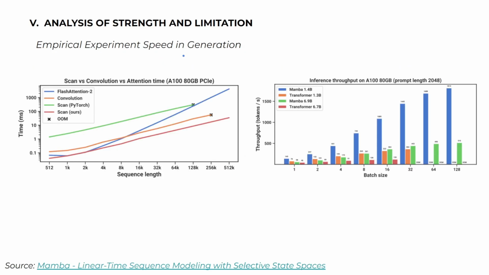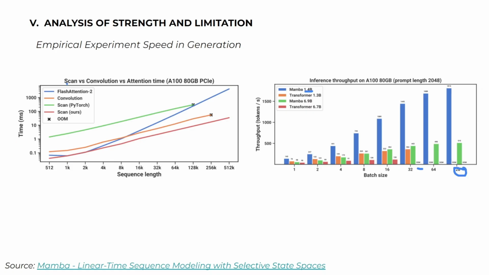And the next is the speed in generation. In the generation task, we can see here, for example on the right side, I will take it. Mamba has only 1.4 billion parameters and it's extremely faster. If we increase the batch size, we can see that even for transformer 6.7 or transformer 1.3 billion, over time it's always lower, and it even runs out of memory if the batch size is increased.